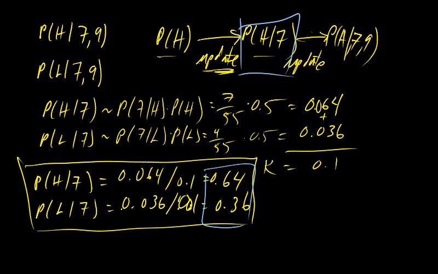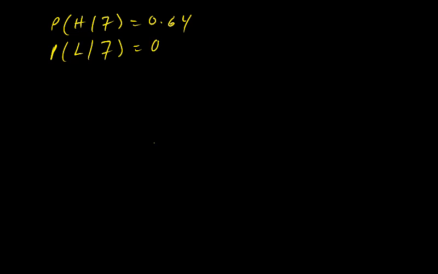Okay, now I'm going to draw a 9. Let me summarize over here. I have the probability of the high deck given that I just drew the 7. I had that at 0.64. Probability of the low deck given I drew a 7 at 0.36. And now I'm interested in the high deck given that I drew a 7 and a 9. And the same thing for the low deck.